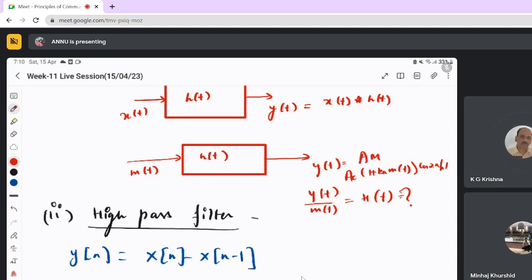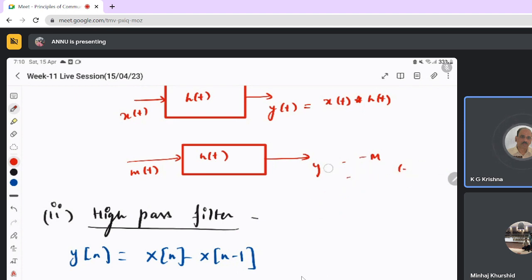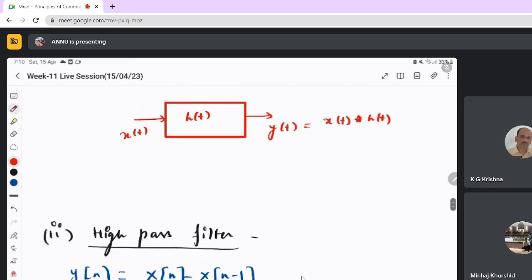Symbolically, in our diagrams, we represent it as a cross, a circle with a cross. So that crossed circle is not a system. It is only an operation, an operation in the time domain. So modulation is not LTI. The process is not LTI.